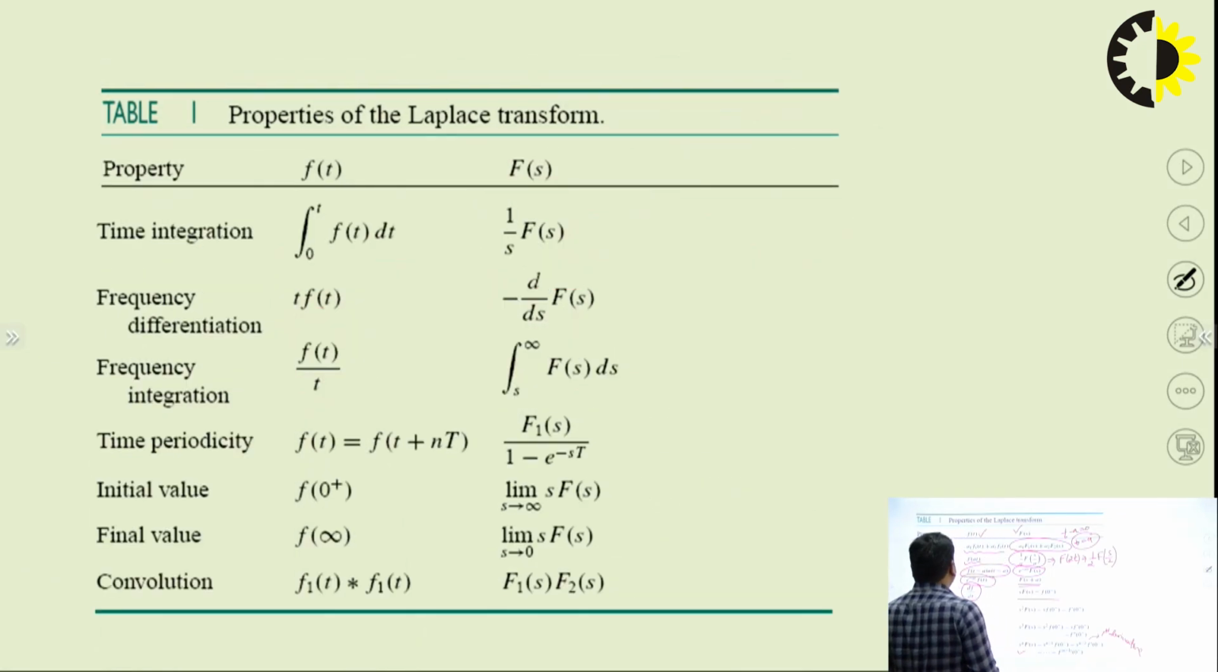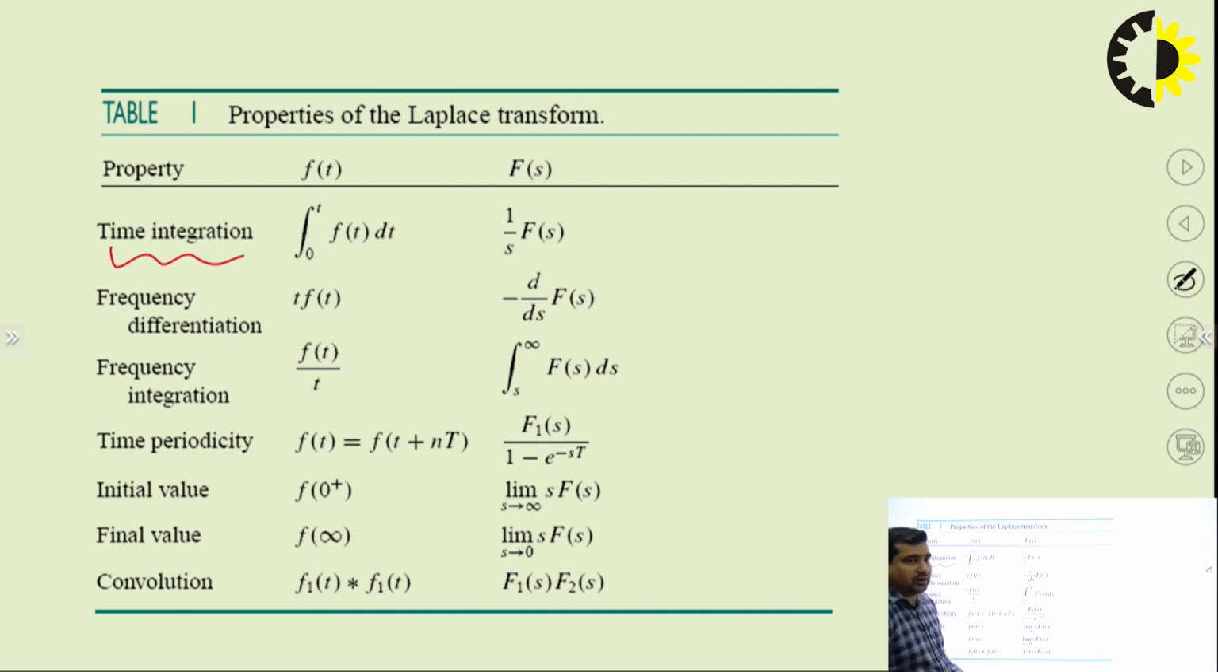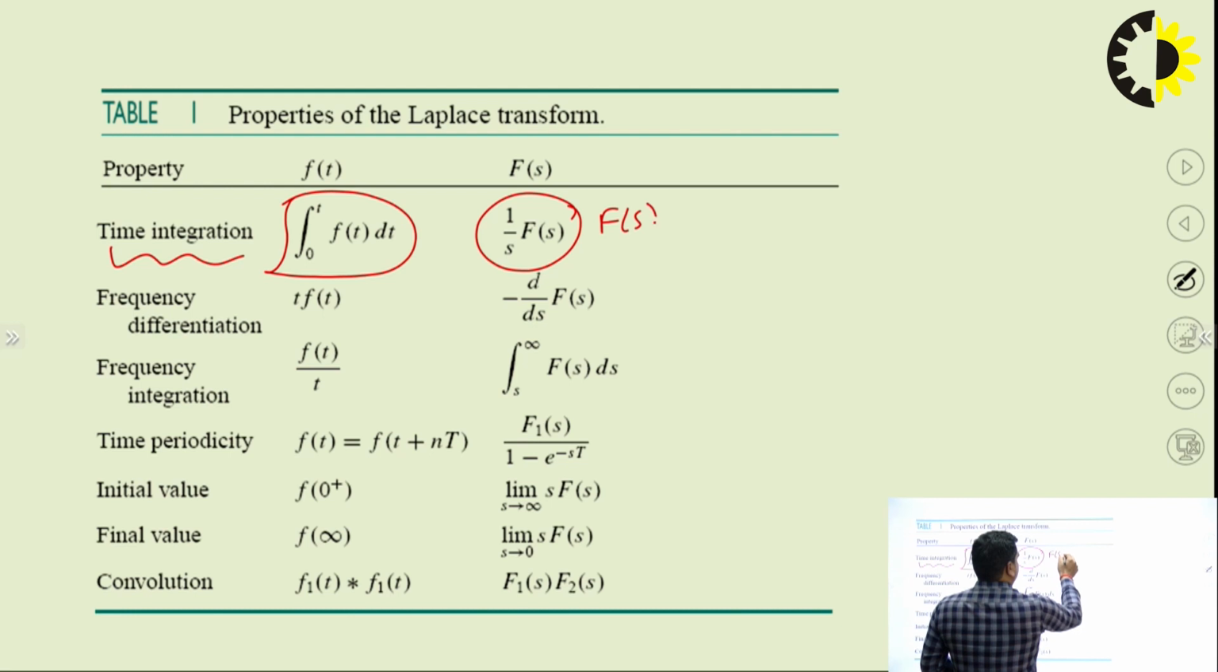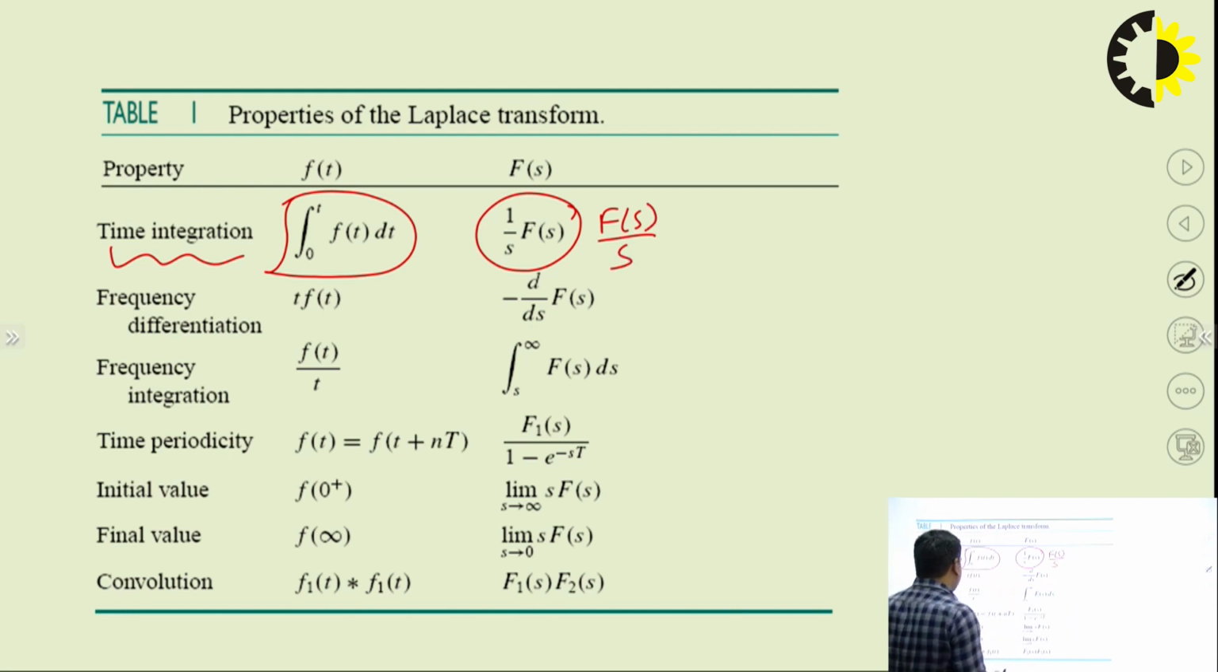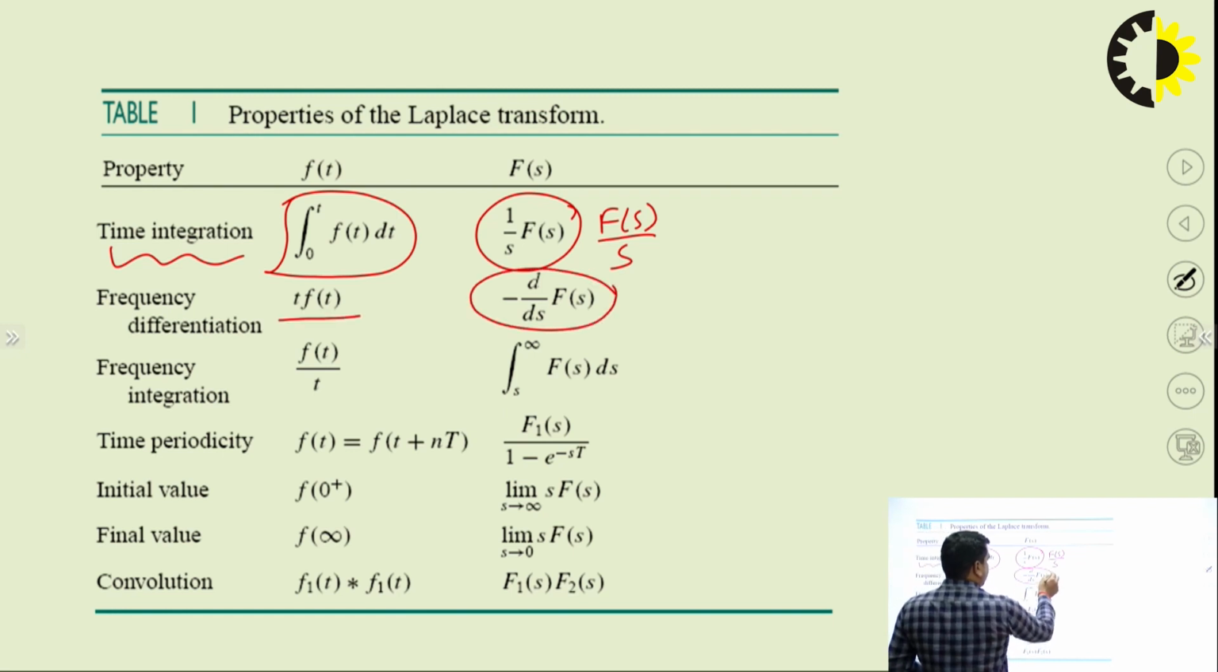Some other properties are also there. The time integration: if you want to find the Laplace transform of the integration of f(t) dt from 0 to time t, then it becomes 1 upon s into F(s), or you can write it F(s) upon s. If we multiply the function by t, then it becomes minus d upon ds of F(s). And if we divide the function by t, then it becomes the integration of F(s) from s to infinity.